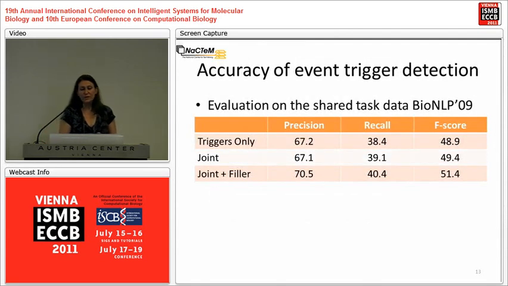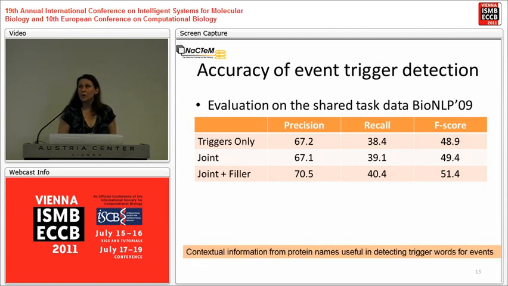So what is the performance of that for detecting events? By evaluating, if you use only the triggers, you can see the performance. It's just, for instance, the trigger entities, verbs and nominalizations. Joint is the verbs, nominalizations, and the protein names. And this is with the fillers, and you have quite a good improvement. So the reason we are doing that is to boost the performance of event extraction and to show that contextual information, in this case from protein names, has been useful in detecting trigger words for events.